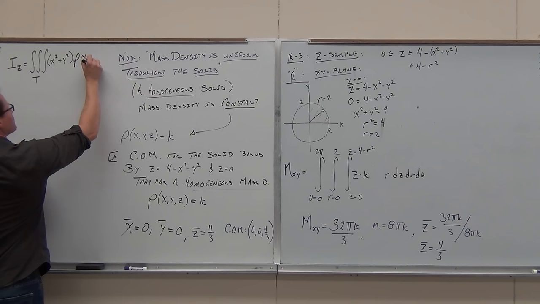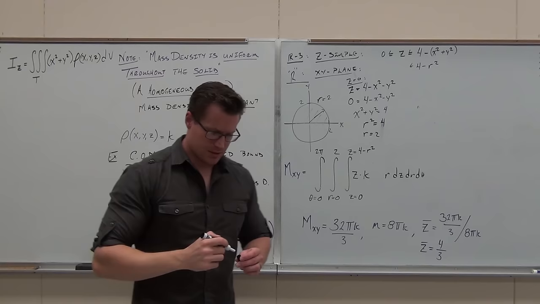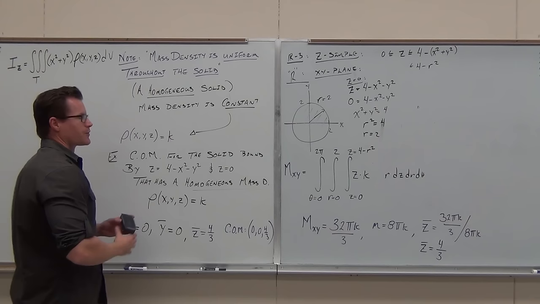That right there is the formula that we kind of created for the second moment of inertia about the z-axis. That's what we're going to find in this next example.